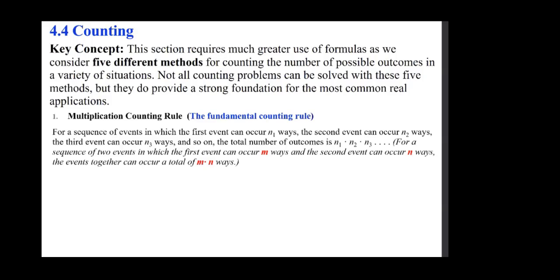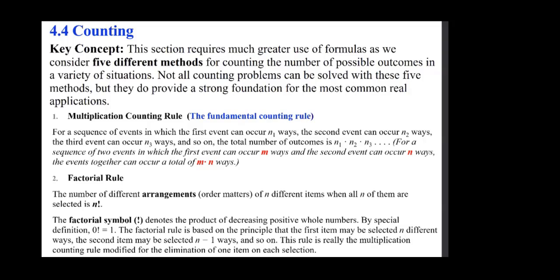For a sequence of events in which the first event can occur n1 ways, the second event can occur n2 ways, the third event can occur n3 ways, and so on, the total number of outcomes is n1 times n2, etc. For a sequence of 2 events in which the first event can occur m ways and the second event can occur n ways, the events together can occur a total of m times n ways. So that is known as the fundamental counting rule or multiplication counting.